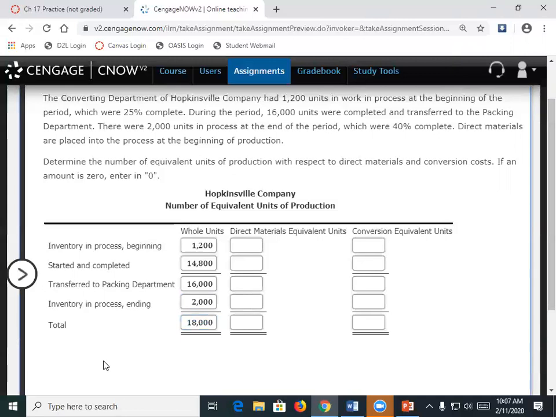So when I'm dealing with direct materials, how much material do I need to add to finish up what's in beginning inventory? Are beginning inventory for direct materials completed or not completed? Yeah, 0%. Remember, under FIFO, these beginning inventory units as regards direct materials are 100% complete. We accounted for those costs last period when we added the materials in. So how many direct materials equivalent units are there? 0. Good.